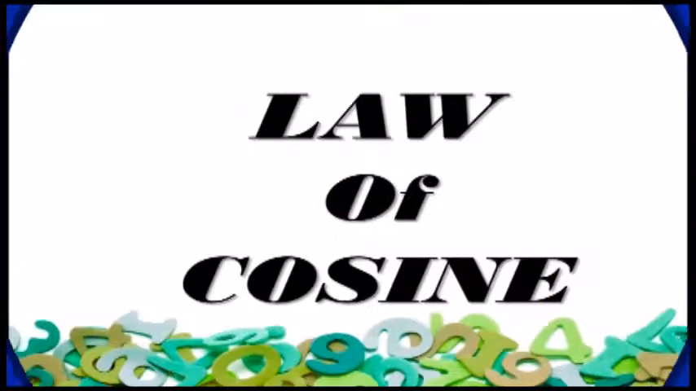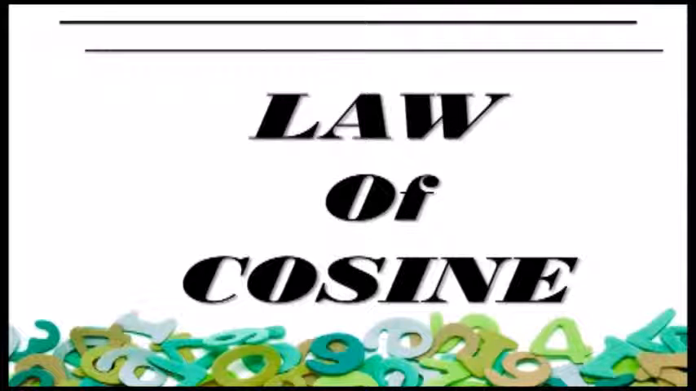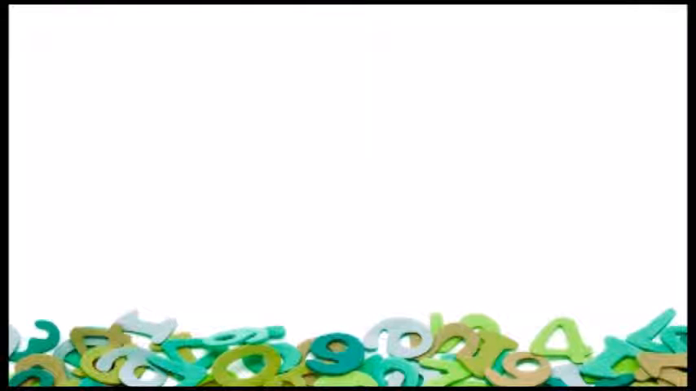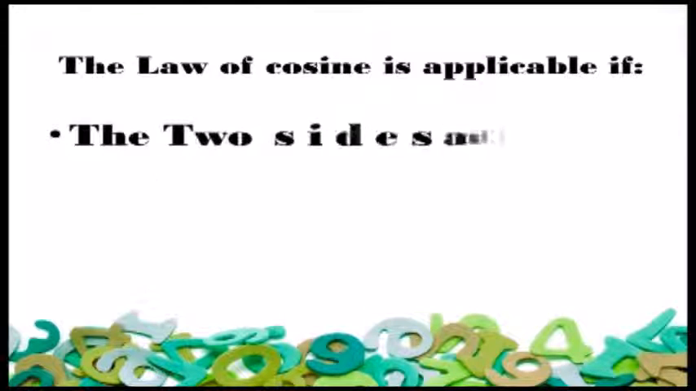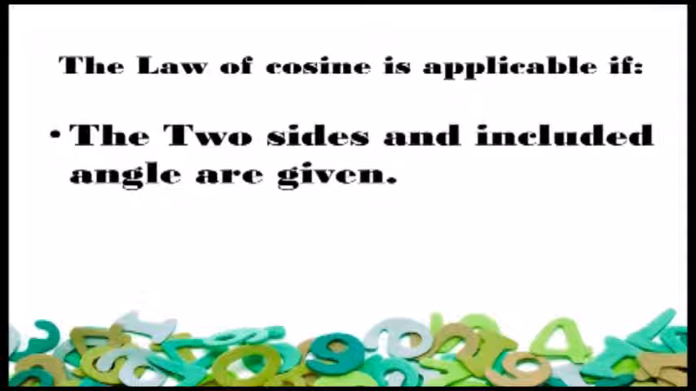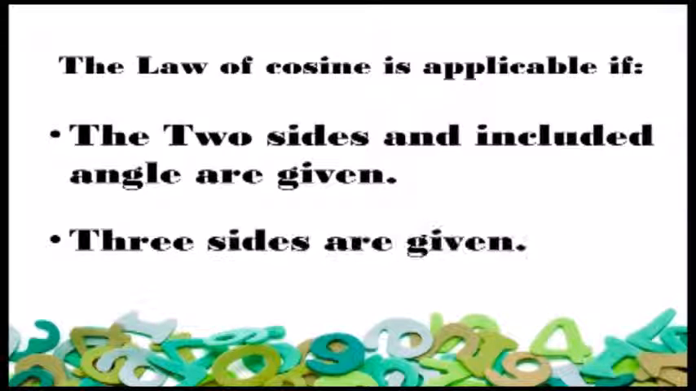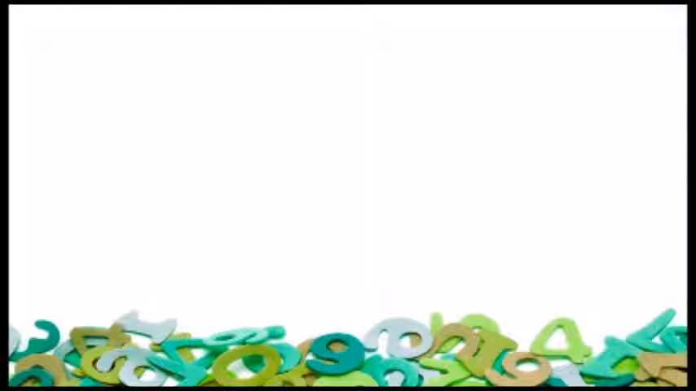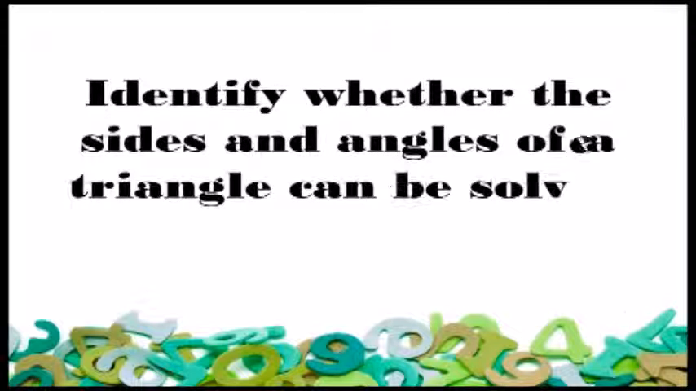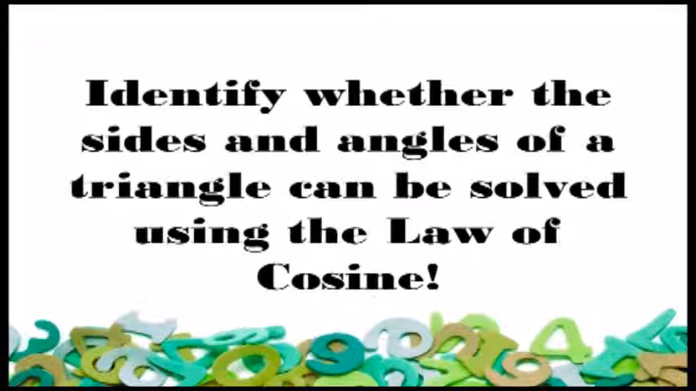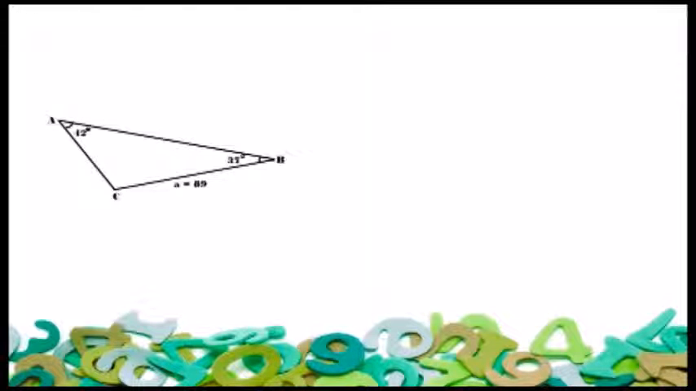Now that we are done with the law of sine, let us move on to the law of cosine. The law of cosine is applicable if two sides and the included angle are given, or three sides are given. Identify whether the sides and angles of a triangle can be solved using the law of cosine.